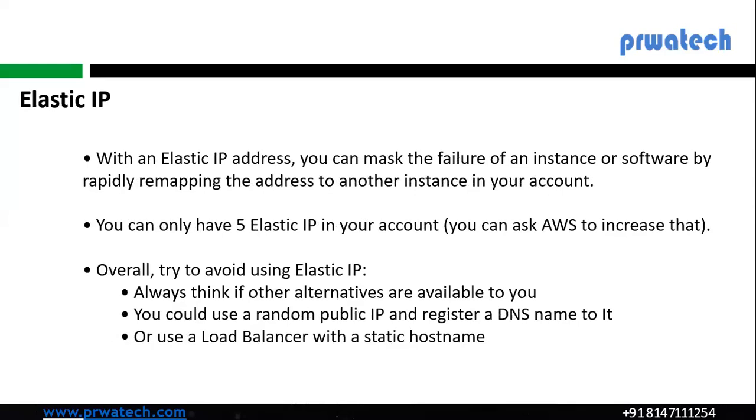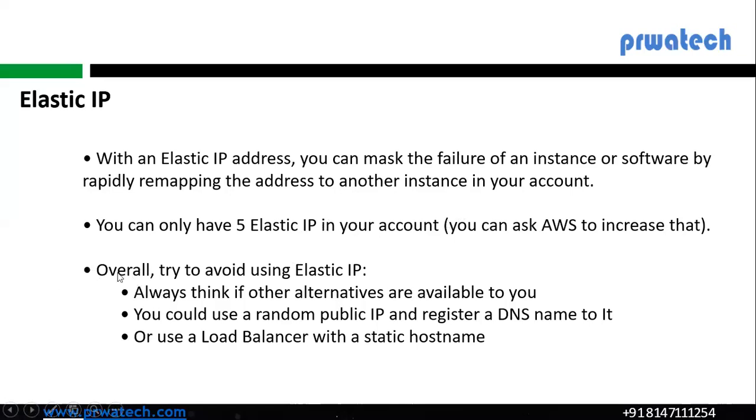And you can see these points also. With an Elastic IP address, you can mask the failure of an instance or software by remapping the address to another instance in your account. Suppose you are testing your Elastic IP on some instance and something happens to it and it is not working. You can detach that Elastic IP and attach it to any other instance. Per account, you can create only 5 Elastic IPs at a time. If you want to increase that, you have to contact AWS.